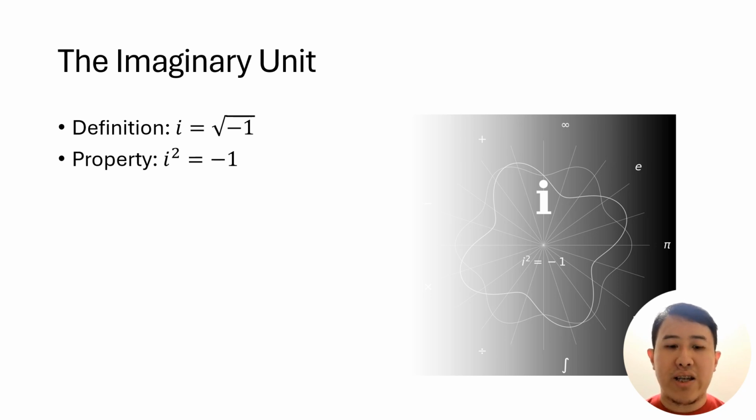Now, let's explore the core concept of complex numbers, the imaginary unit. The imaginary unit is denoted as i and is defined such that i squared equals -1. Grasping this idea is crucial because it is the building block of all complex number operations.